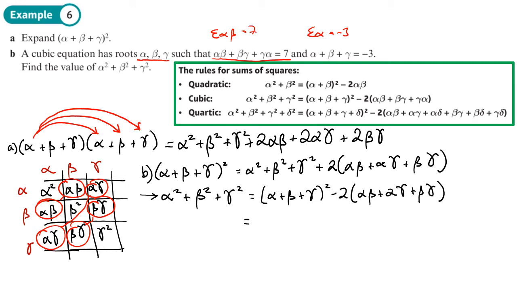So this is now just substituting in. Alpha plus beta plus gamma in the question is -3. So I've got -3 squared minus 2 times, well, the sum of alpha beta we're told is 7. So it basically becomes 2 times 7. So that's going to be 9 minus 14. So we get an answer of -5.